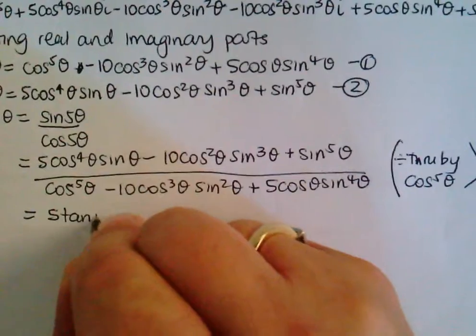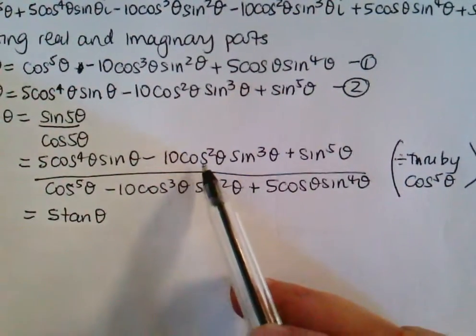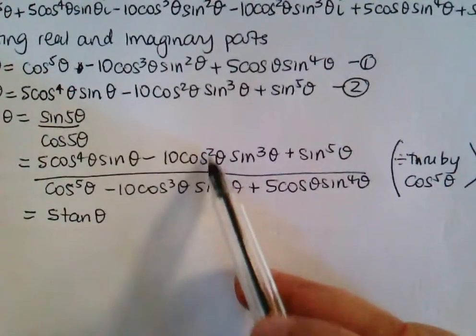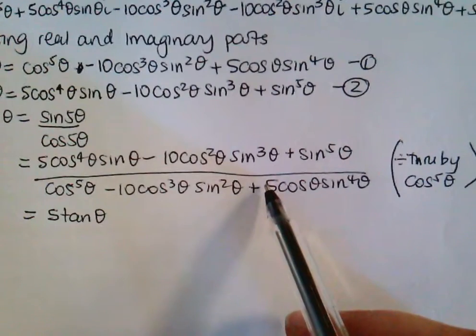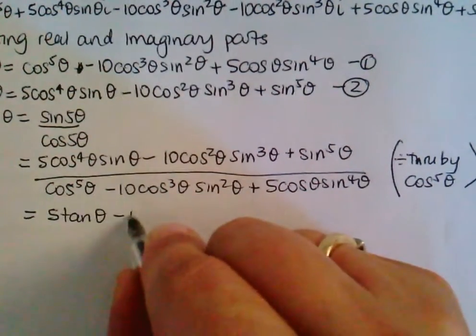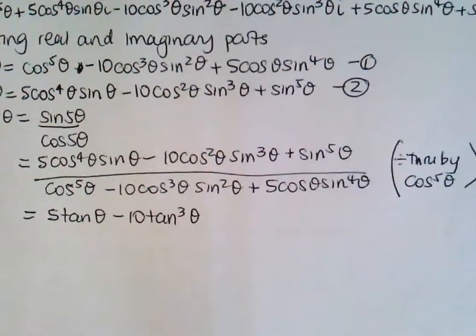5 tan theta. For the next one, if you put that over cos 5 theta, cos to the power of 5 theta, 2 of the powers cancel and you've got sine cubed theta over cos cubed theta. Does that make sense? So you get minus 10 tan cubed theta. Do you get that?